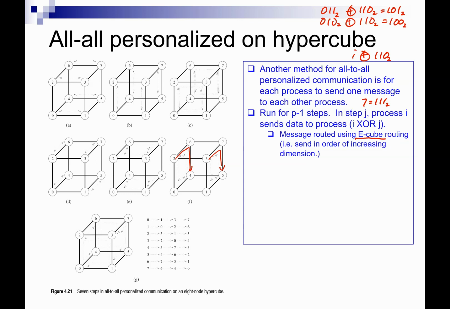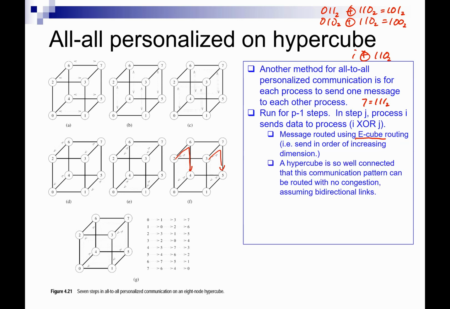So for example, if we order them like XYZ, we're always going to send in the order XYZ. You can't send in, let's say, direction Y first and then send in X. So we're going to use this E-cube ordering, and then every process is going to send to someone else.